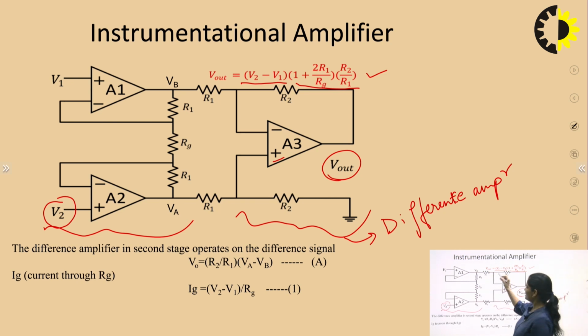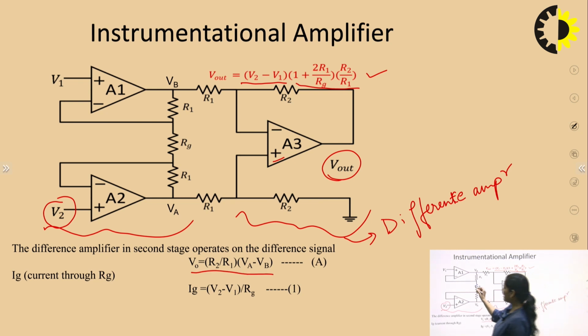In this circuit diagram, V out is equal to the feedback resistance R2 over the input resistance connected at the inverting terminal. So V naught is equal to R2 upon R1 times (VA minus VB), the difference of the voltages connected at the input of this difference amplifier. VA is connected to the non-inverting terminal, so it is VA minus VB, times the feedback resistance upon the resistance connected at the inverting terminal. This is the equation.